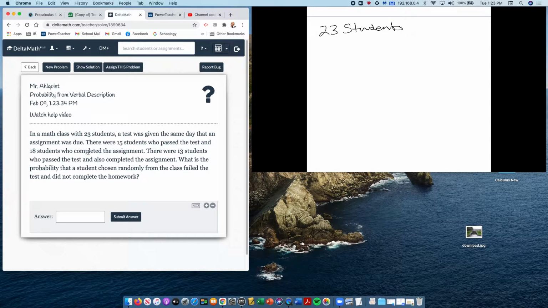The test was given on the day. There are 15 students who passed the test and 18 students who completed the assignment. There were 13 students who passed the test and also completed the assignment.